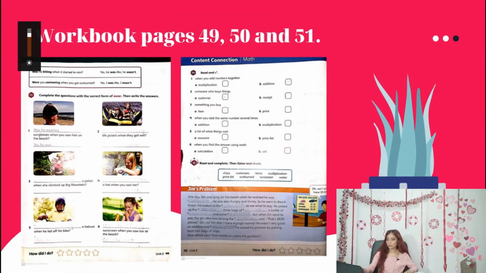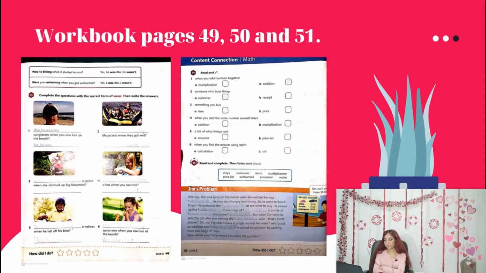Let's pay attention to it. It's super important. Book, page 50. Activity 15. Read and complete. Then listen and check. Jim's problem.